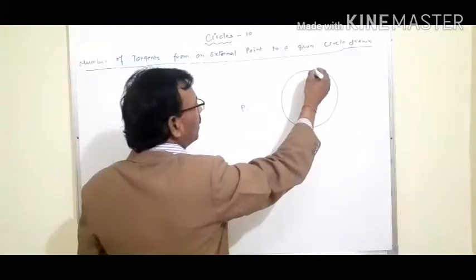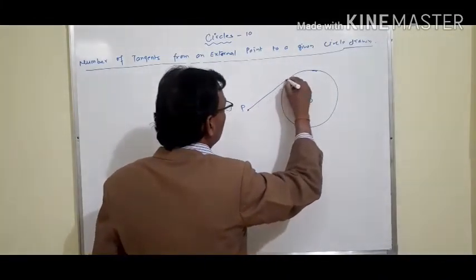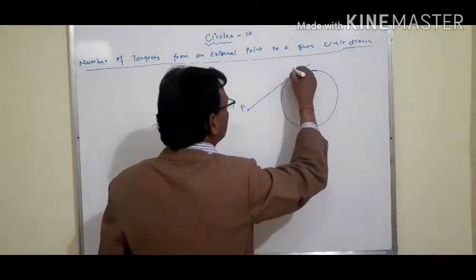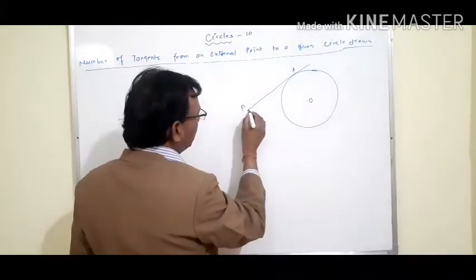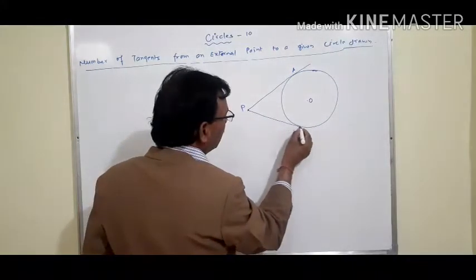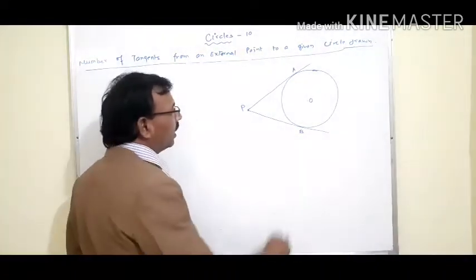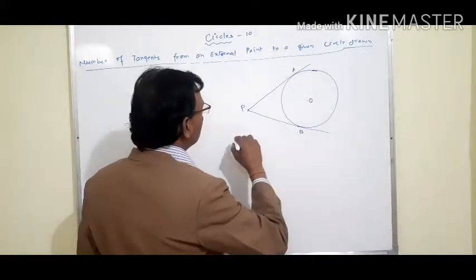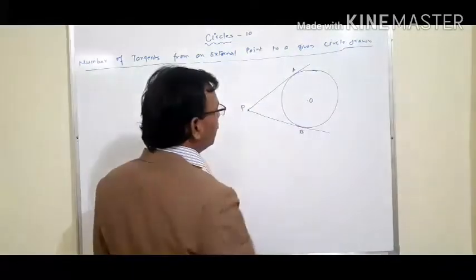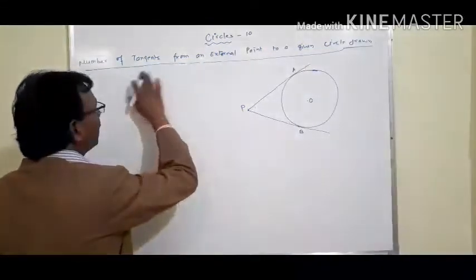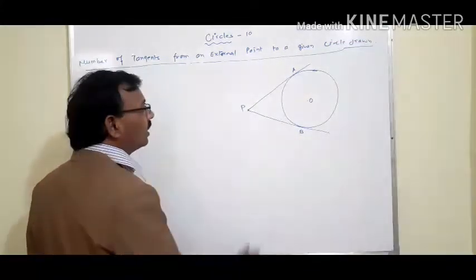As you see here, from this point you can draw a tangent like this. Suppose this is PA, where A is the common point of this tangent and the circle. Another tangent you can draw like this, named PB. If you want to draw another tangent from this external point to this circle, this is impossible. That means the number of tangents from an external point to a given circle is 2.